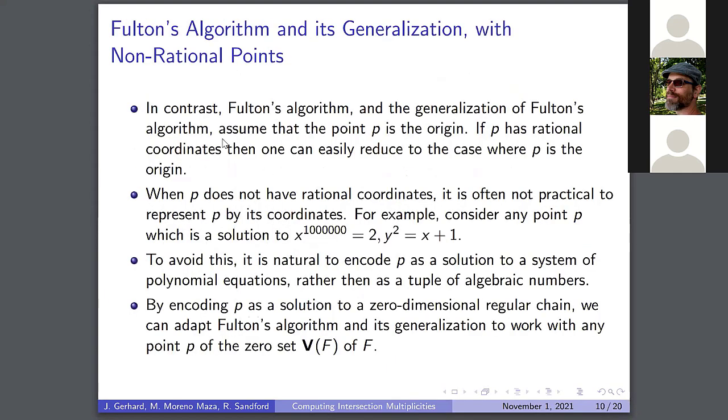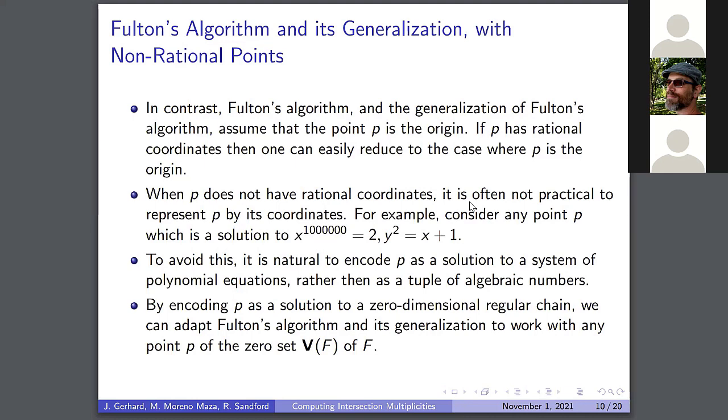As you saw, Fulton's algorithm assumed the point was the origin, and the generalization does the same thing. Now, if the point had rational coordinates, then it's very easy to adapt Fulton's algorithm, or you could just apply an affine change of coordinates. It's not too bad.